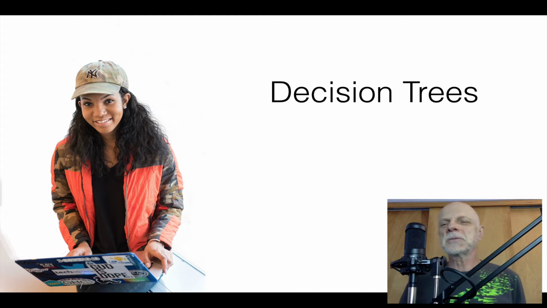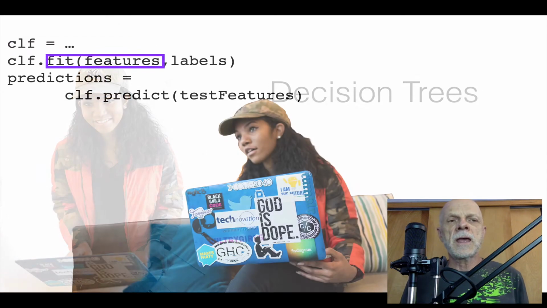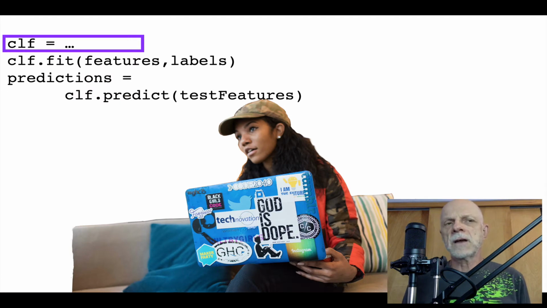Hi, everyone, and welcome to the hands-on part of decision trees. It's going to work the same way as when we were working with k-nearest neighbors, in that the first thing we do is create a classifier. So that's that first line, CLF equals.